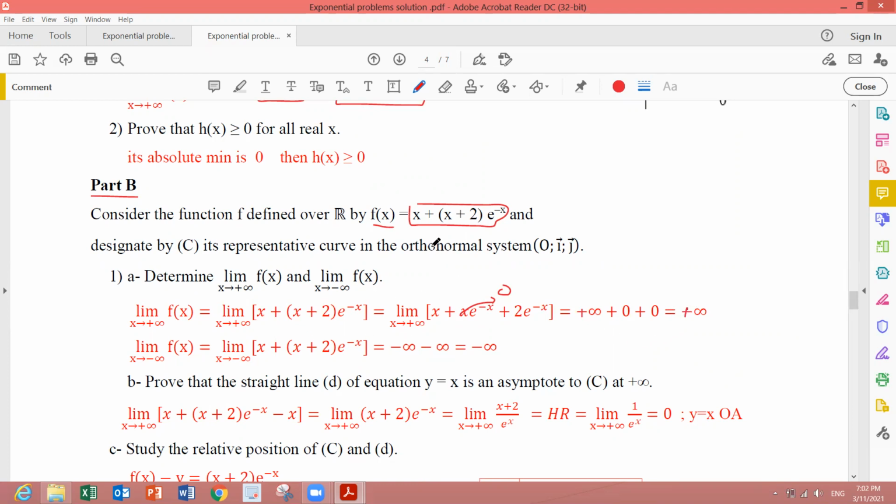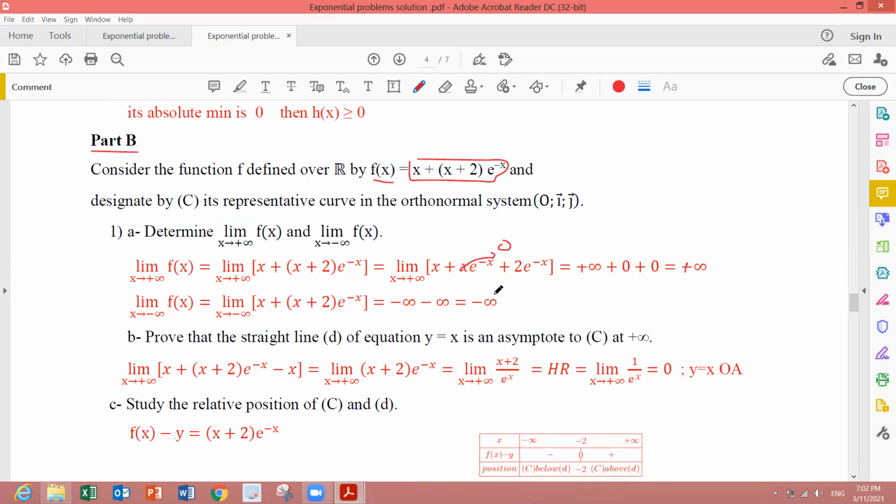Limit as x tends to minus infinity, it becomes minus infinity times plus infinity, which is minus infinity.